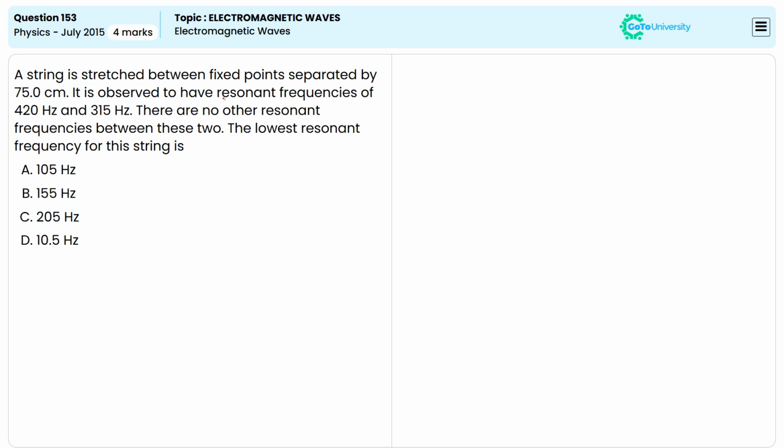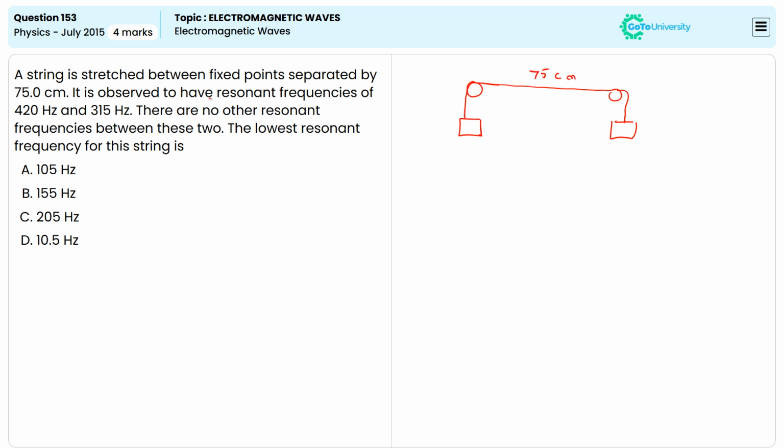A string is stretched between fixed points separated by 75 centimeters. One string is there, and it is stretched between the two fixed points. This is one fixed point, and this is another fixed point. The distance between these two fixed points is 75 centimeters.